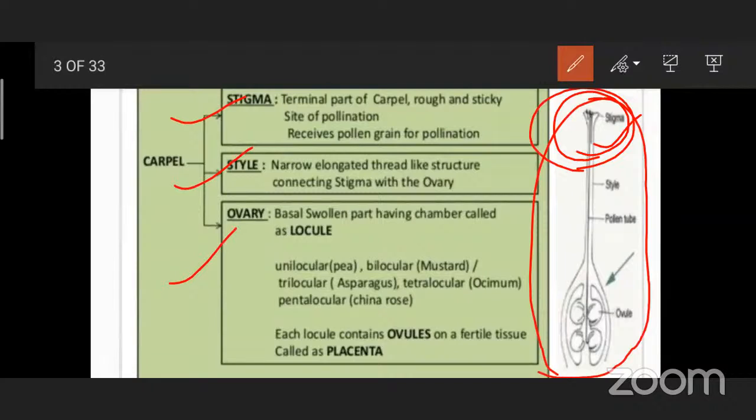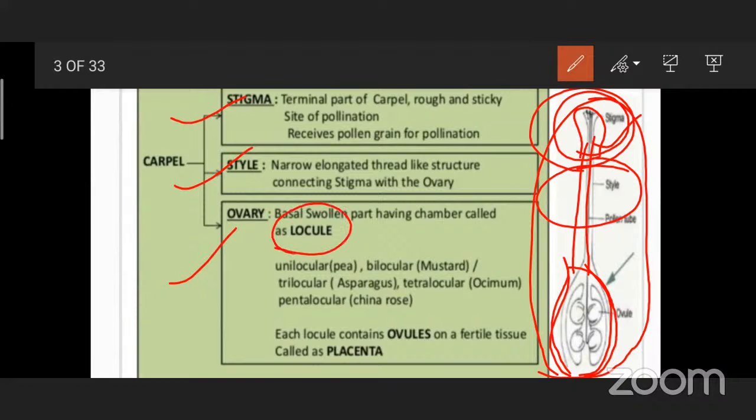The second part is the style. The style is a narrow, elongated, thread-like structure connecting the ovary with the stigma. And another one, the ovary. The ovary is the basal swollen part having a chamber called a locule. Generally, the number of locules is equal to the number of carpels.